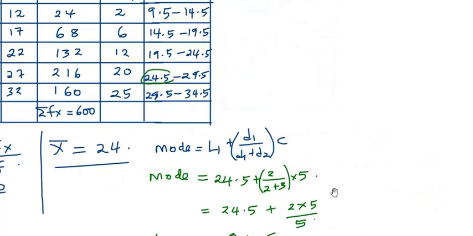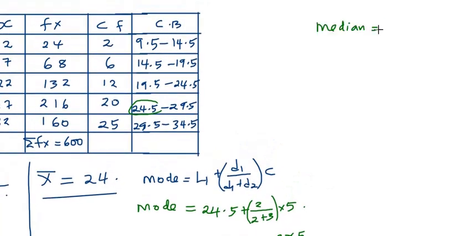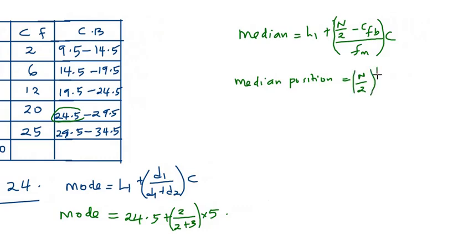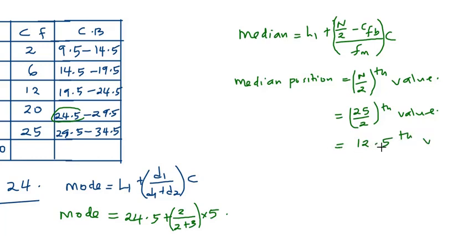The third parameter they need us to find is the median, which is equal to L1 plus N over 2 minus cumulative frequency before, all over the frequency of the median class, times the class width. Now, to find the median, we first get the median position. This is got from N over 2, but it is a position, so it should have this value here. So this is going to be 25 all over 2. So the median position becomes 12.5.